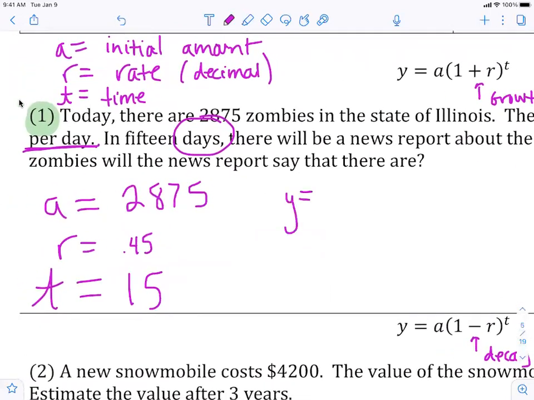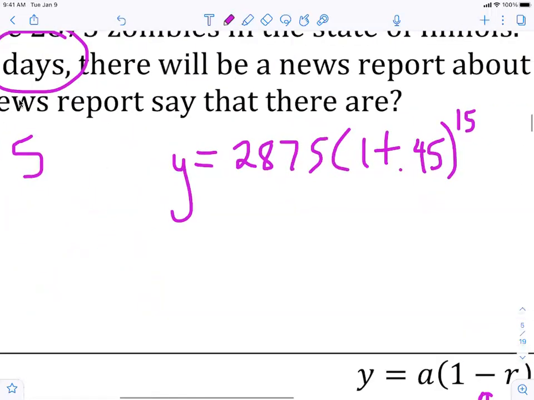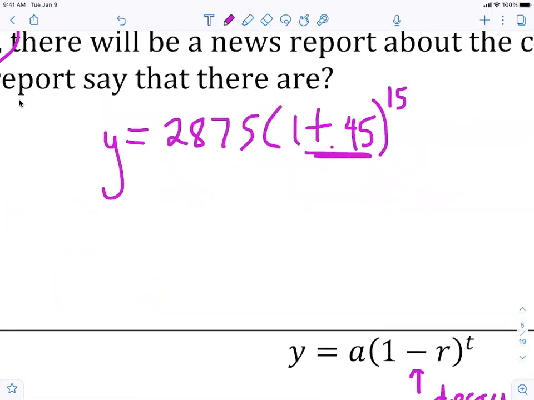So when I take all my information, it's just going to be a matter of plugging it all in. We know my initial amount is 2,875. We know that the growth rate is going to be 0.45, plug that in. And t, I'm raising it to the 15th power. If it helps, I always try to simplify what's inside first, simplifying in two steps in case you mess up.